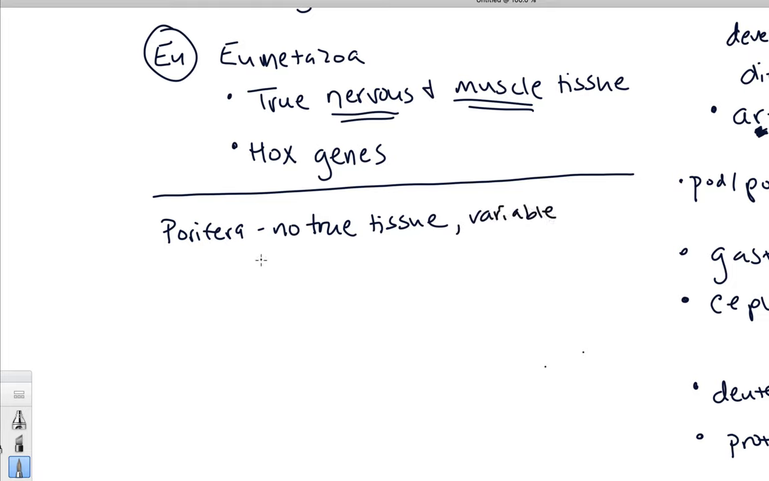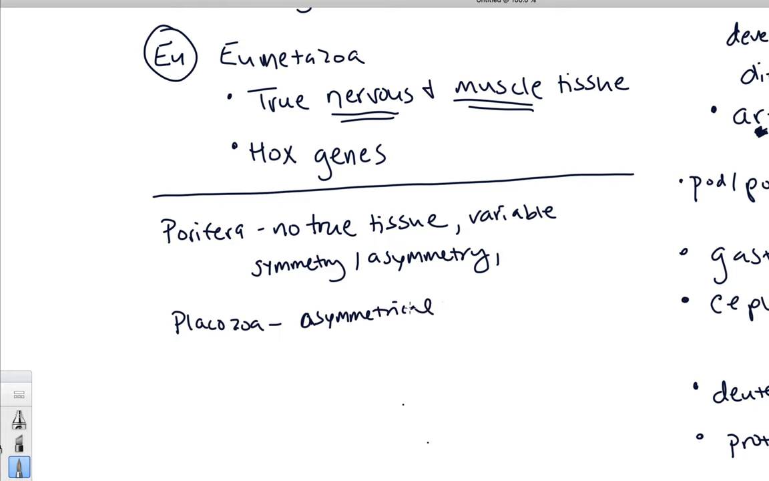Has variable symmetry, asymmetry, as in sometimes they could be bilaterally symmetrical species. There are some that are radially symmetrical, there are some that are asymmetrical, so we can't say that that's consistent. Placozoa are asymmetrical.